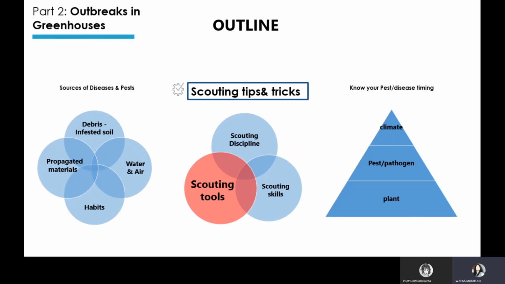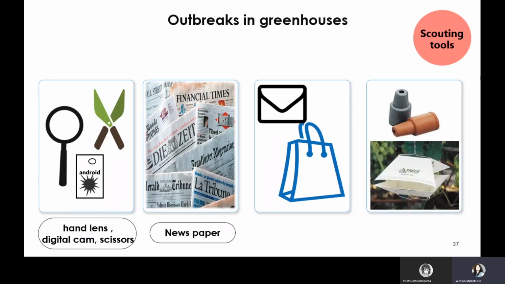Let's talk about the scouting tools. What are the tools you need for scouting? Those tools will help you detect outbreaks in the greenhouse. You need the hand lens.